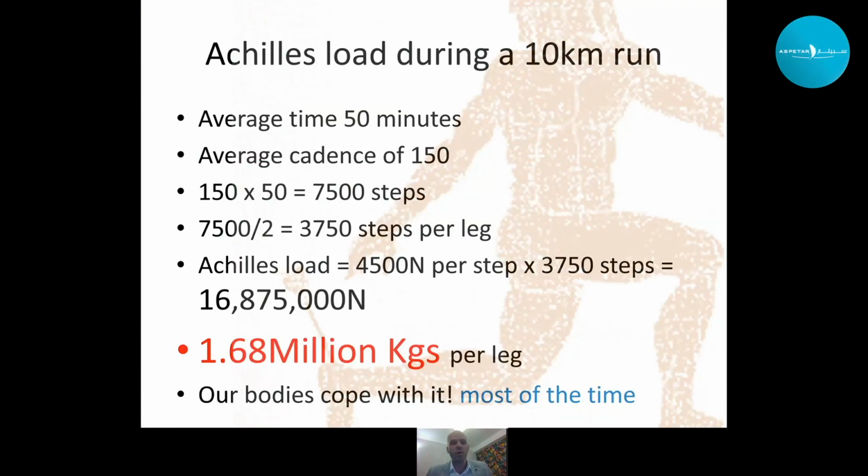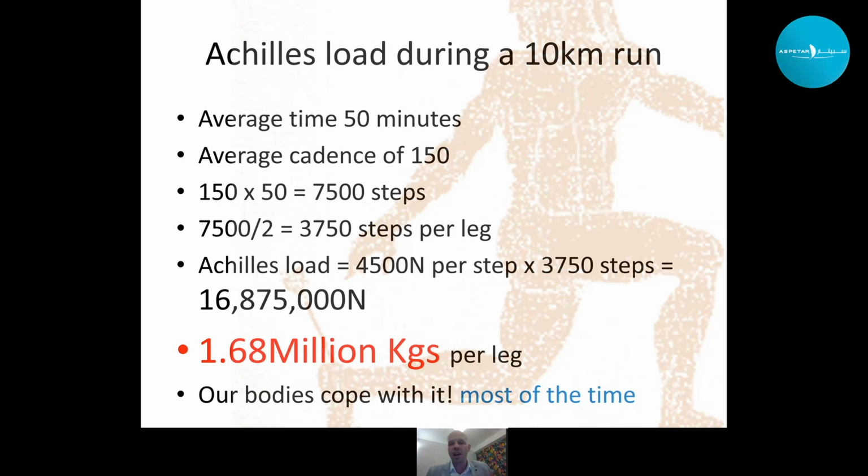If you do a simple calculation to work out how many steps you would take for a given distance, like 10 kilometers, you work out 6 times somebody's body weight and you then whack it in, you end up with something that looks like this: 1.7 million kilos of force per Achilles tendon for that given distance.